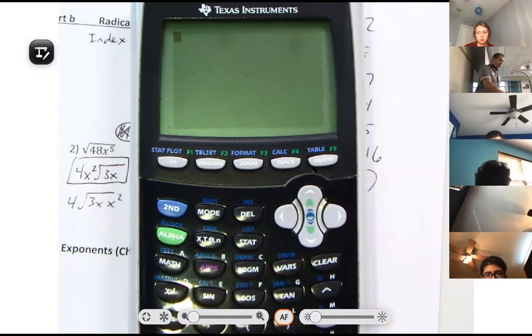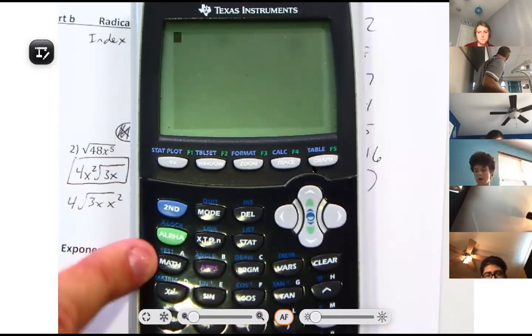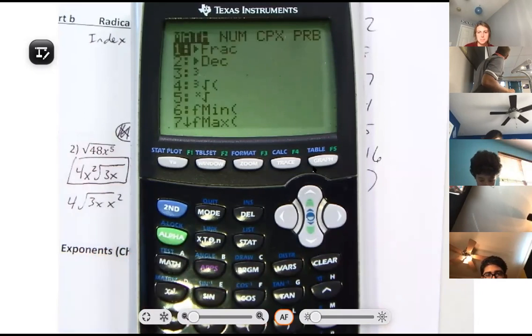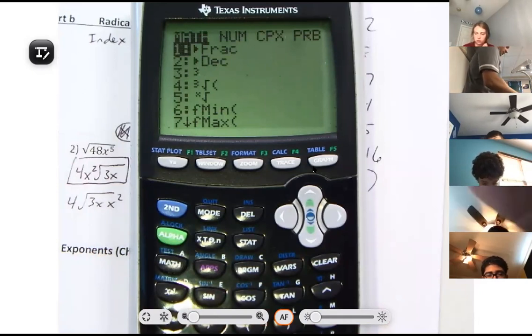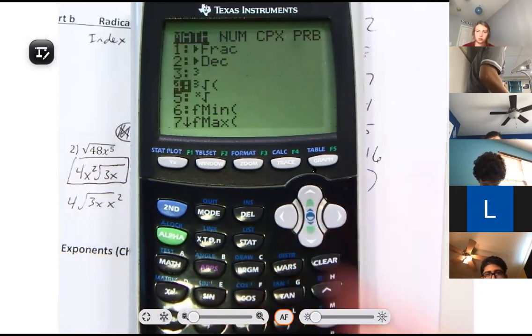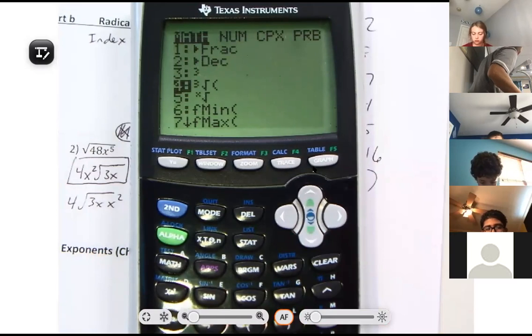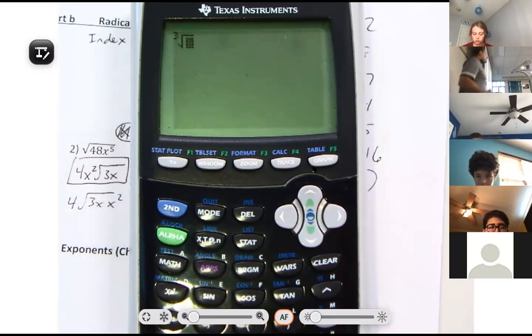On the left column, there's a button right here that says math. If you push it, it brings up a host of options here. If you want to do the cube root of something, they have a cube root option right here. It's a three and then a square root. Here's the difference with some calculators. On my calculator, when I push that button, it puts the cube root there automatically.